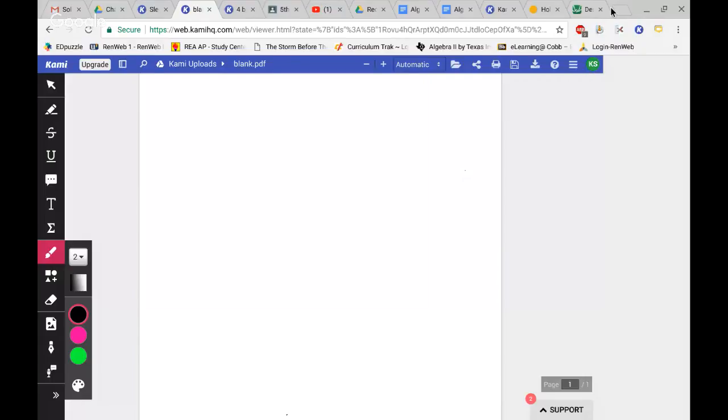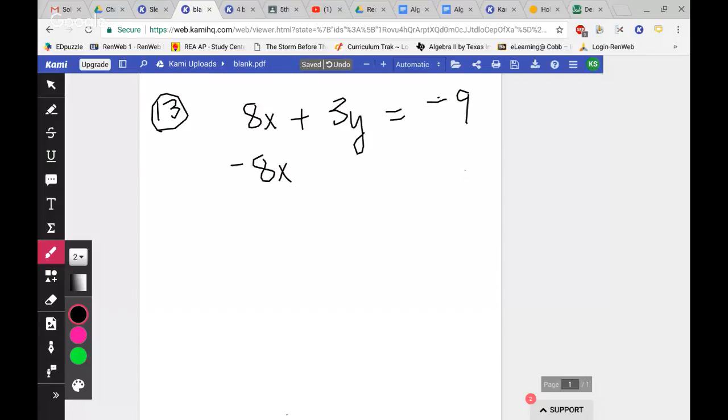Okay, I'm going to start with 13. That wasn't one of the ones that I omitted, right? So I've got 8x plus 3y equals negative 9. And then I've got negative 8x plus y equals 29. So those are my two equations for this system of equations.